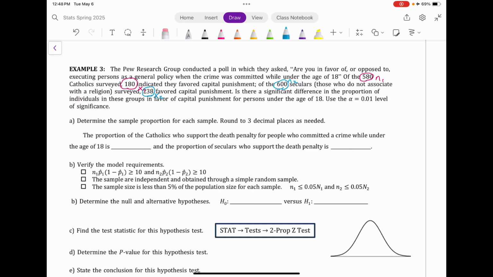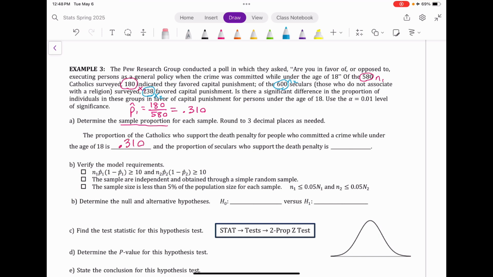So part A says determine the sample proportion for each sample. Okay, so that's P hat. So we want to calculate P1 hat. So this would be 180 out of 580, which is 0.310.